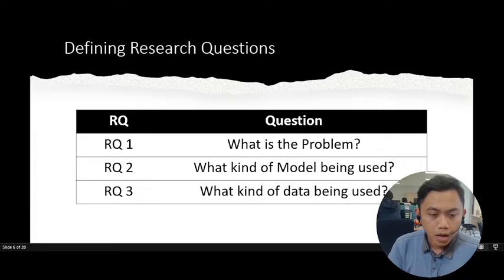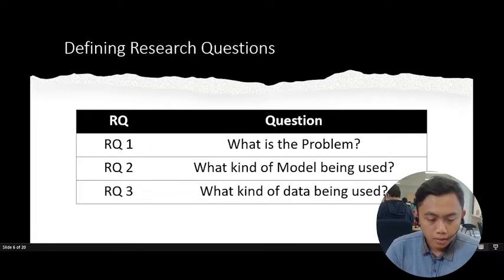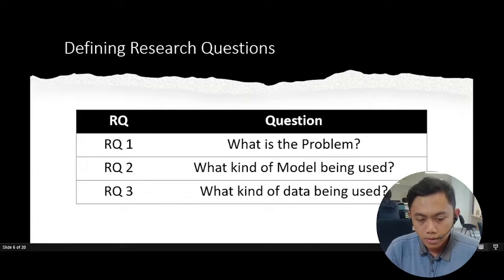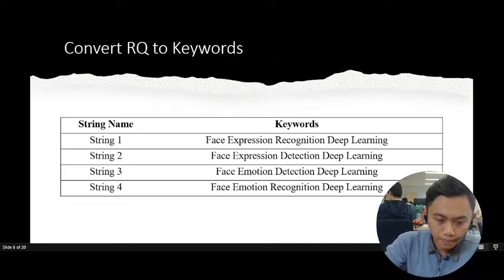So this is our research question. There are three research questions that we obtain from this research. Research question 1 is what is the problem? Research question 2 is what kind of model is being used? And research question 3 is what kind of data is being used?